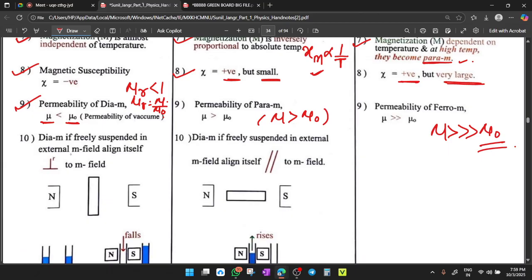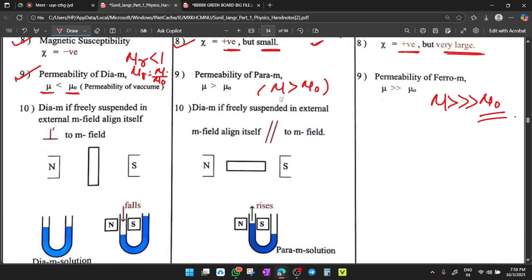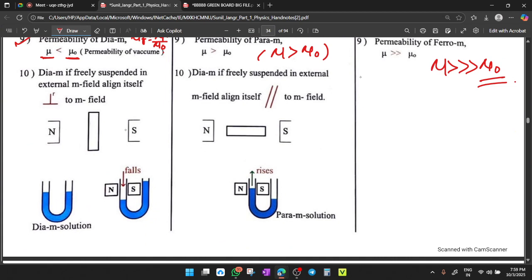Now, if diamagnetic materials are freely suspended, they align themselves in the perpendicular direction. You see here, this is the north south. When you suspend this material, it wants to expose the minimum area towards the field, so it will align itself perpendicular. Sorry, here it is written diamagnetic, but here it should be paramagnetic. Make it correct, this is paramagnetic.